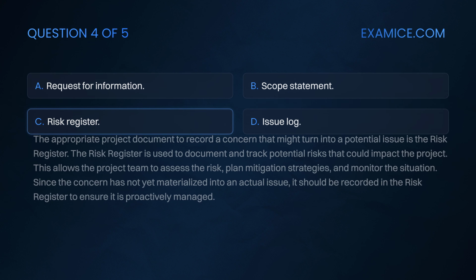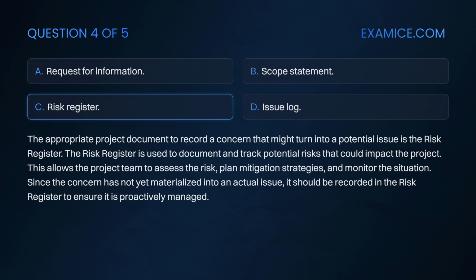The appropriate project document to record a concern that might turn into a potential issue is the risk register. The risk register is used to document and track potential risks that could impact the project. This allows the project team to assess the risk, plan mitigation strategies, and monitor the situation. Since the concern has not yet materialized into an actual issue, it should be recorded in the risk register to ensure it is proactively managed.